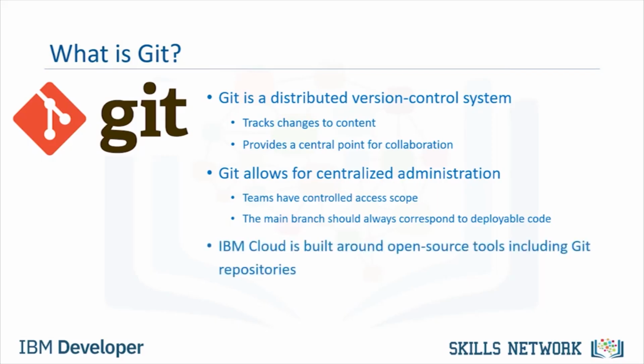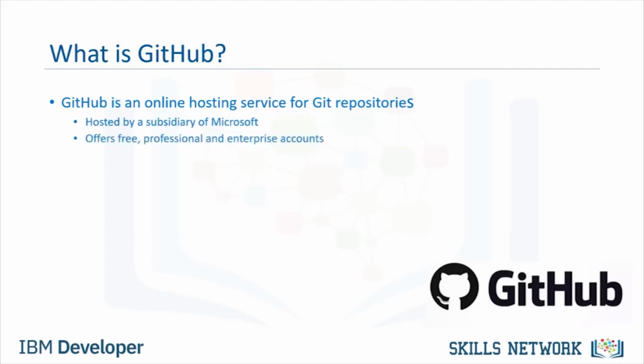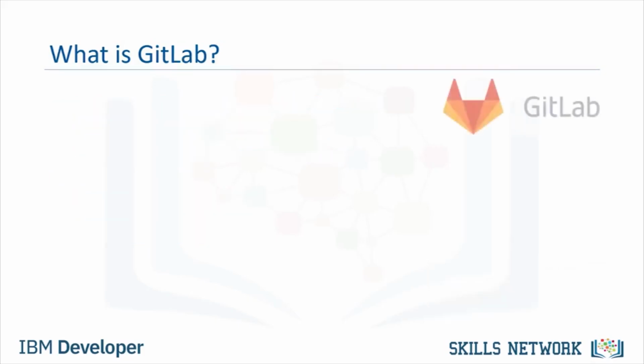IBM Cloud is based on sound and established open-source tools, including Git repositories, often called repos. GitHub is an online hosting service for Git repositories. GitHub is hosted by a subsidiary of Microsoft. GitHub offers free, professional, and enterprise accounts. As of August 2019, GitHub had over 100 million repositories. A repository is a data structure for storing documents, including application source code.